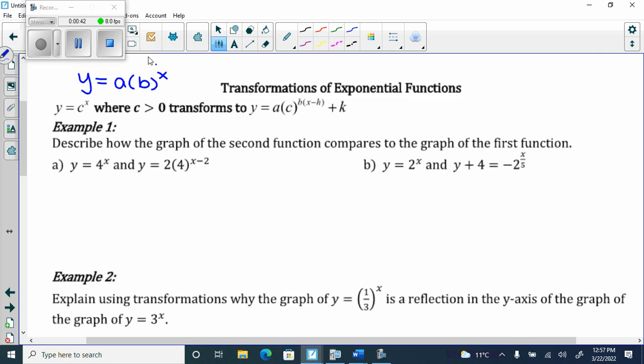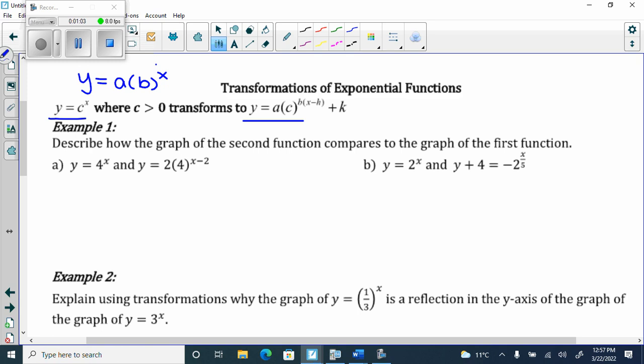So today we're going to look at, okay, that's a parent function, great. What happens if I add some transformations to it? So in transformed form, we'll go from y equals c to the x to y equals a c to the b times x minus h, plus k.